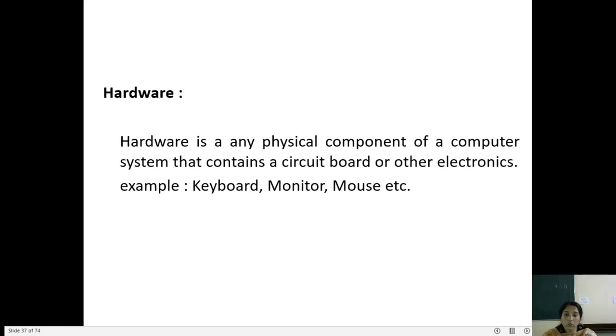But when you come to the hardware, based on the requirement, there are also different physical components of the computer that you can touch and feel, as well as the circuit boards and other electronic devices to work. The examples: keyboard, monitor, mouse.